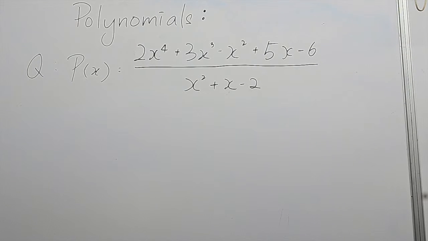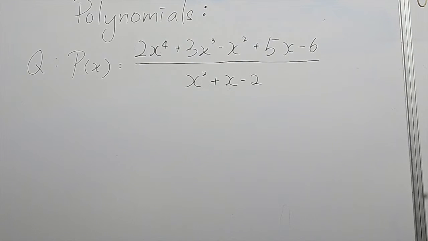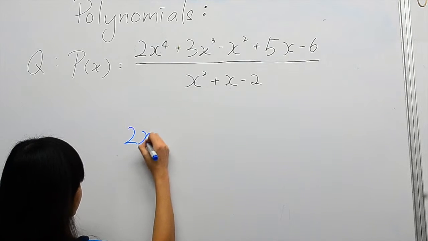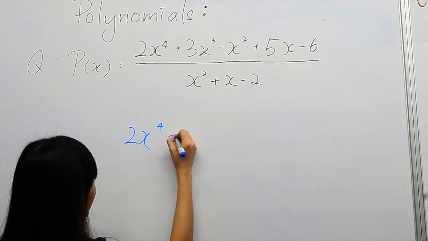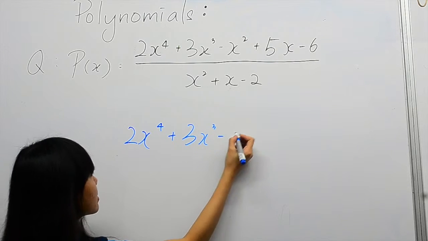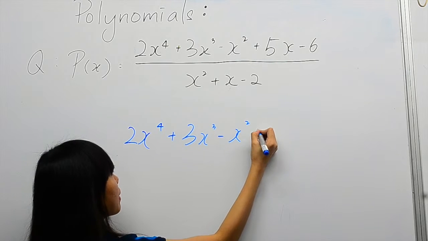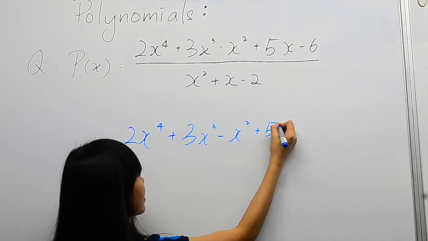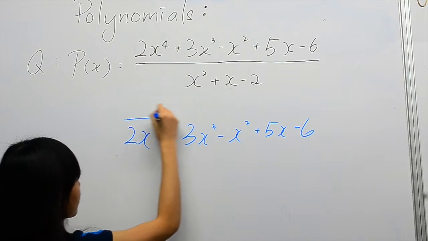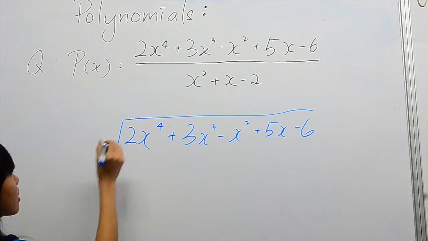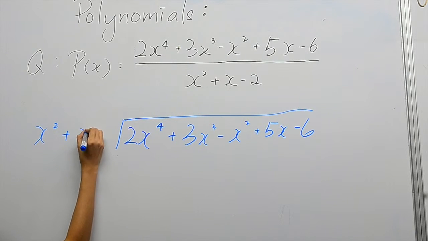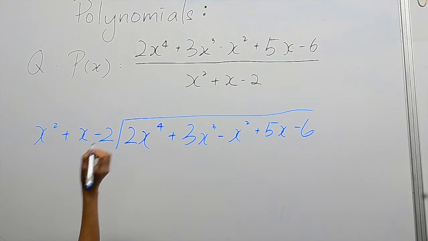So this is an example of polynomial division. Let us solve it. 2x to the power of 4 plus 3x cubed minus x squared plus 5x minus 6 is divided by x squared plus x minus 2.